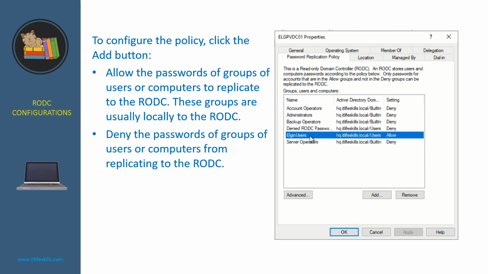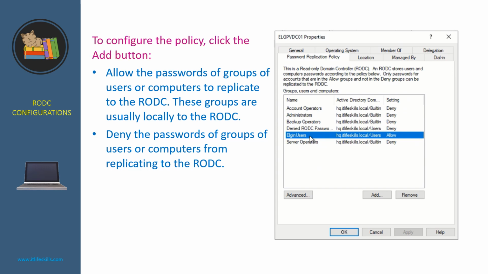Let's move on to RODC configuration tasks. As you may know, all the RODC configuration tasks can be performed in its properties. Here you can configure the password replication policy for the RODC. By default, the Account Operators, Administrators, Backup Operators, Denied RODC Password Replication, and Server Operators groups are configured to deny the password of their members from replicating to the RODC. You can remove any of these groups from the policies.